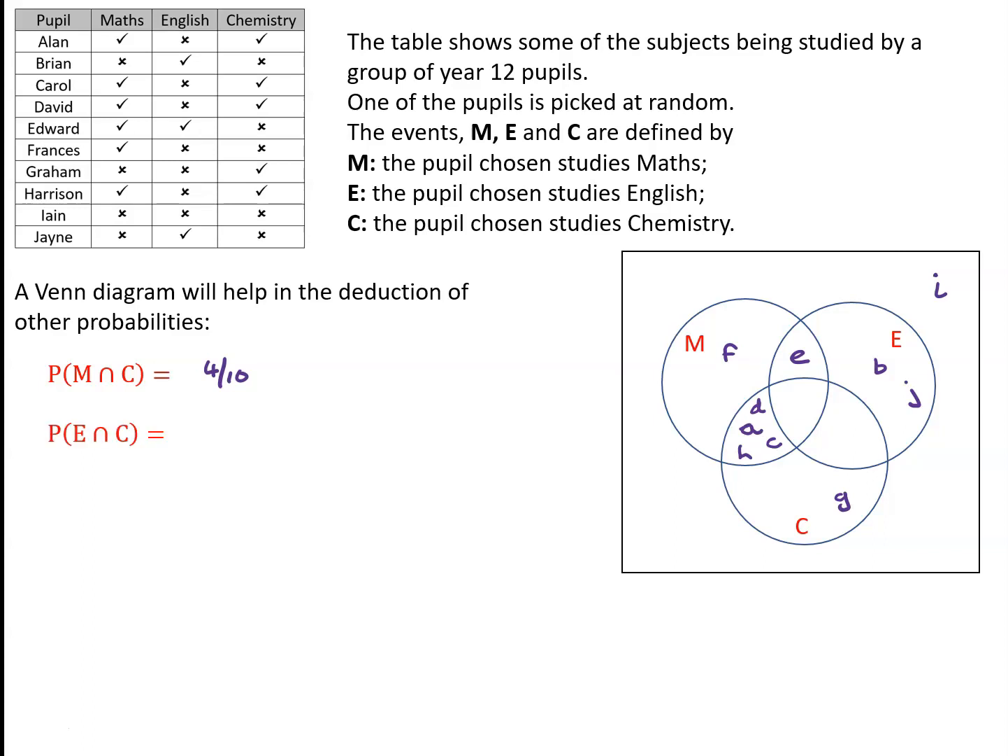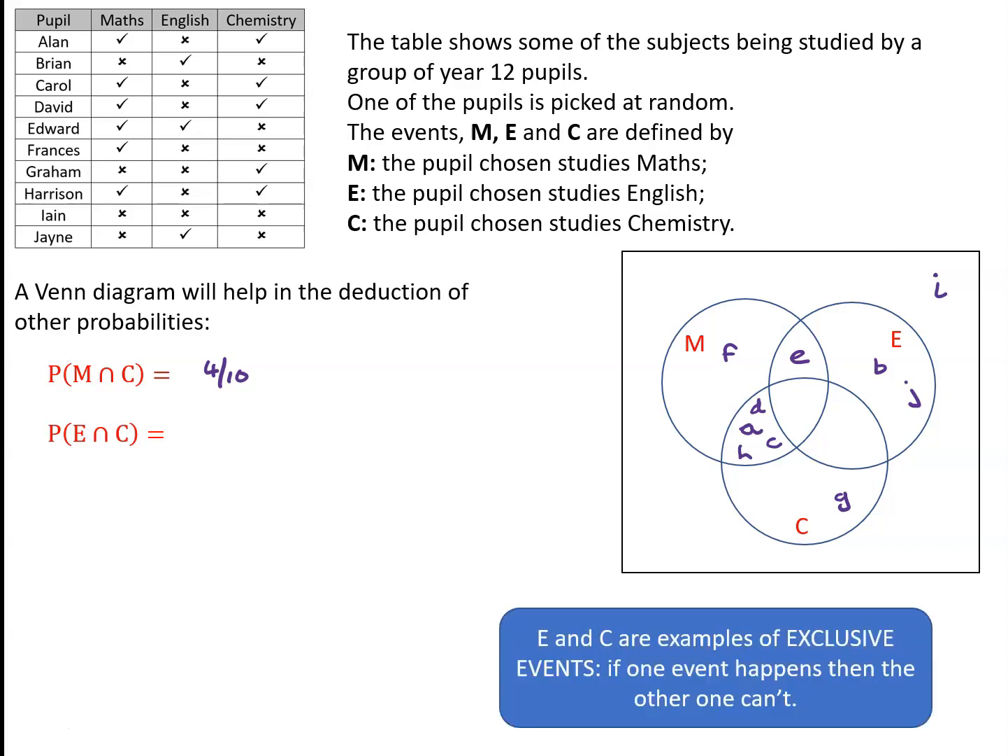The probability of English and chemistry. Well, English and chemistry, there is no overlap there at all. So that is 0 out of 10. And the events E and C are examples of what are known as exclusive events. If one event happens, then the other one doesn't happen.